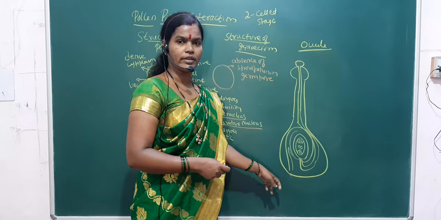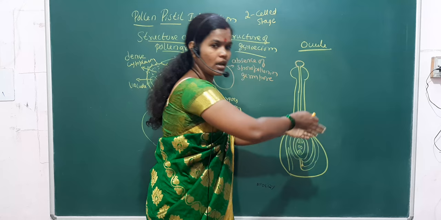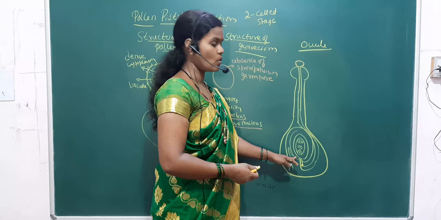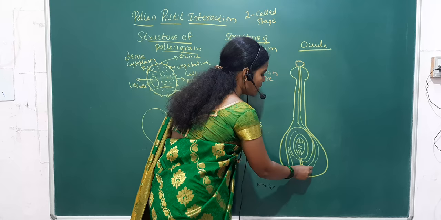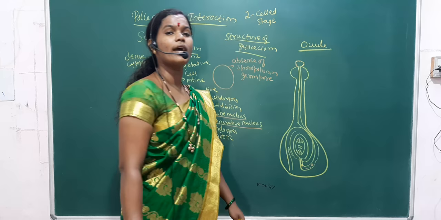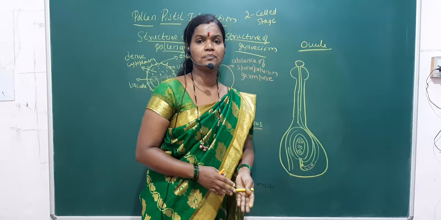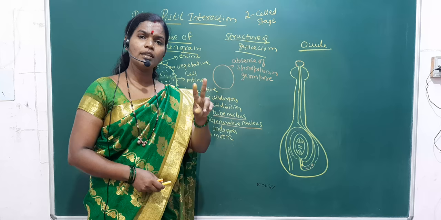See here, this is the tube nucleus, which is making a way for the pollen tube to reach the mouth of the ovule, and behind the tube nucleus the two male gametes will be traveling, and behind this there is the vegetative cell. So this is in some species. In some species the pollen grains germinate on the stigma at the two-celled stage only.